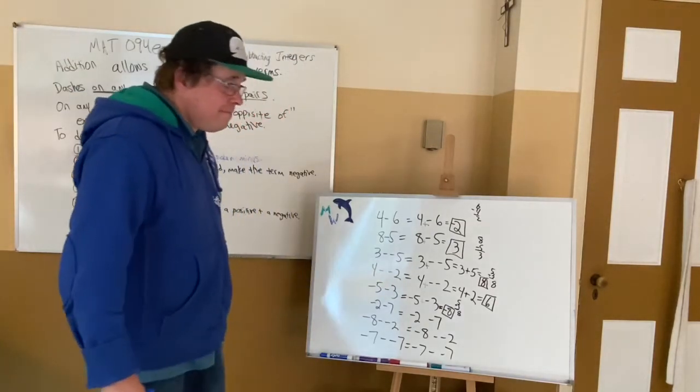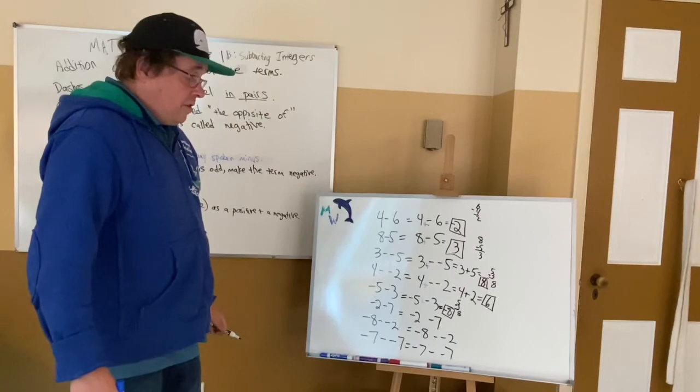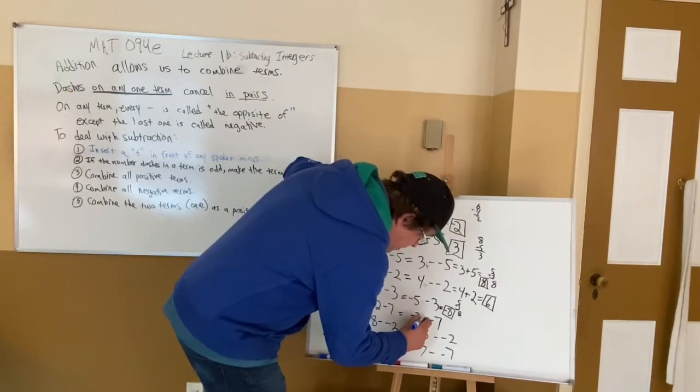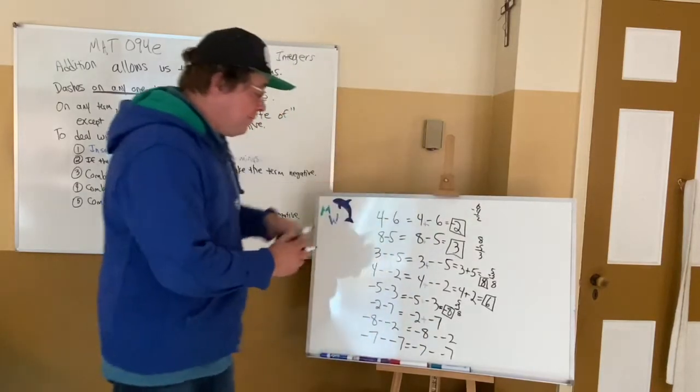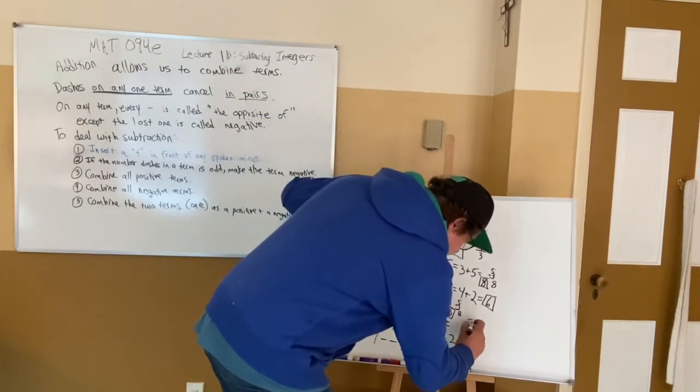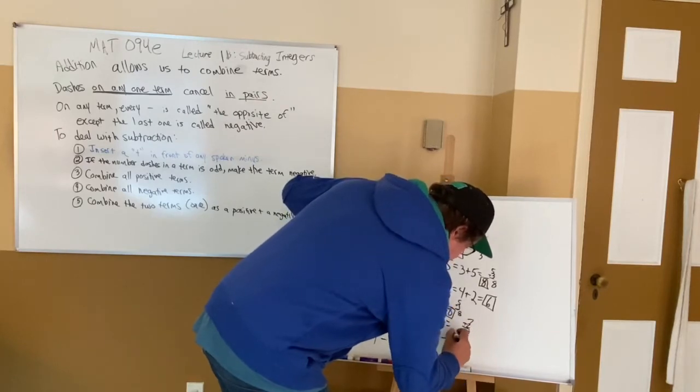-2 - 7. It's called negative 2 minus 7. It becomes negative 2 plus negative 7. They work together. That's a negative, that's a negative. They work together. 7 and 2 work together, get me a 9.